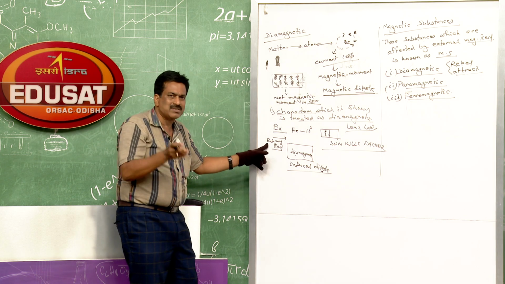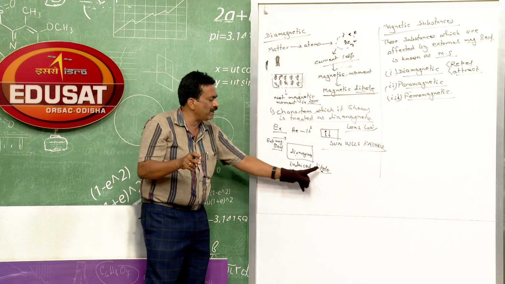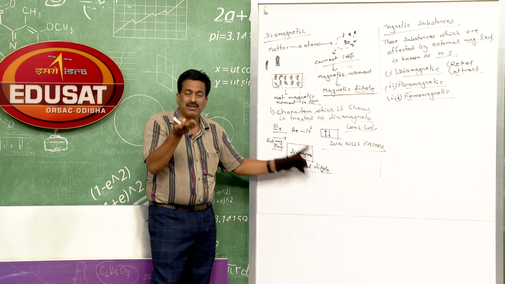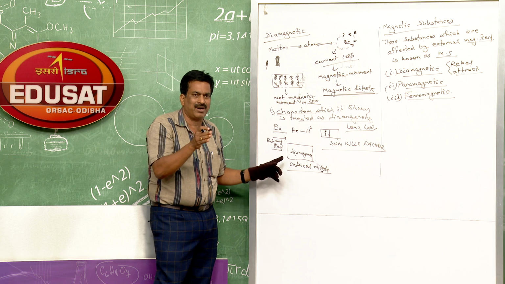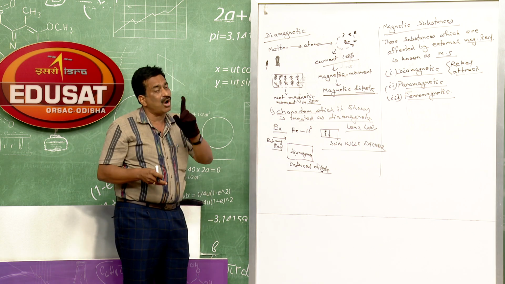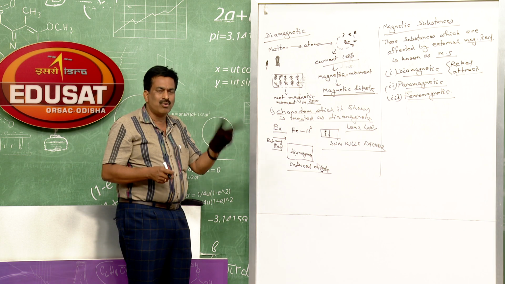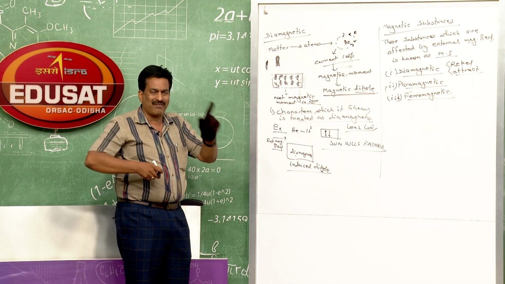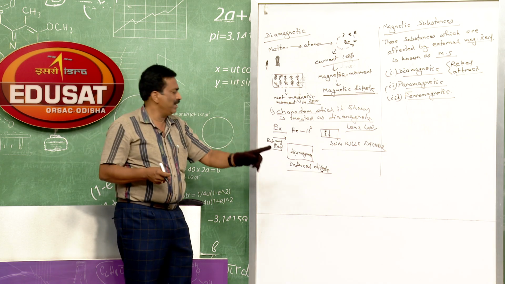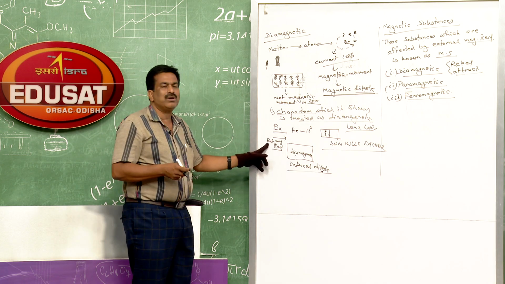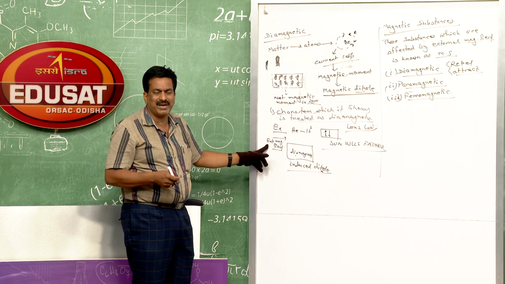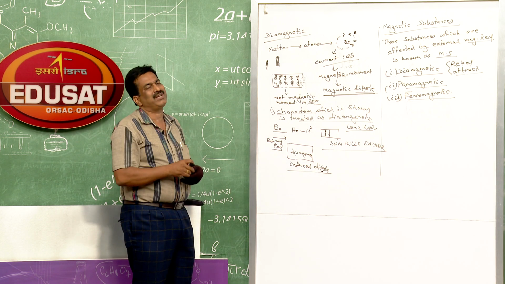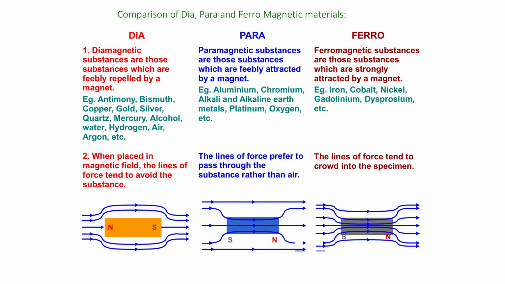But due to the application of the external magnetic field, the induced dipole is developed. The induced dipole which is developed, what will happen? It will oppose it. Whoever has given the birth, that one will try to affect the original one. This induced dipole will act towards the external magnetic field in the opposite direction. If it acts in the opposite direction, there will be a repulsion.